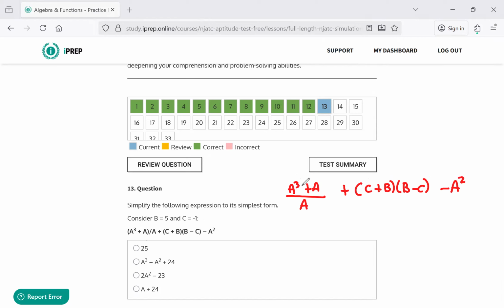Before I plug in my values, I could simplify this side, right? A cubed plus a divided by a, so you're dividing each term by a. So really it's a cubed over a, or a to the 1 because it's an invisible 1, plus a over a. So what's a cubed divided by a? You're dividing with the same base, so that is subtraction. So that's a squared. What's a over a? 1.